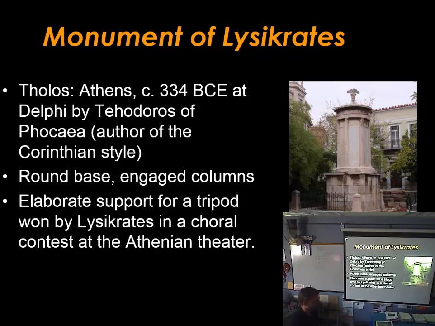So what do we name it? It's the Monument of Lysicrates, that is the name of the work. The tholos is the rounded object, and I suppose you would say that this author here, Theodoros of Phocaea, was the Corinthian style author. Round base, engaged columns, and an elaborate support system for the tripod. Some sort of choral contest. Don't need to know that.